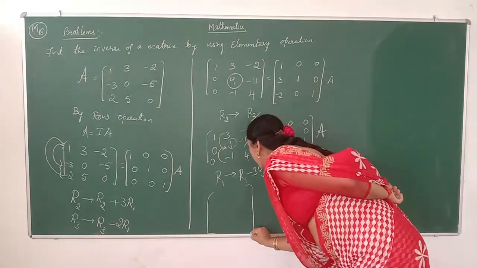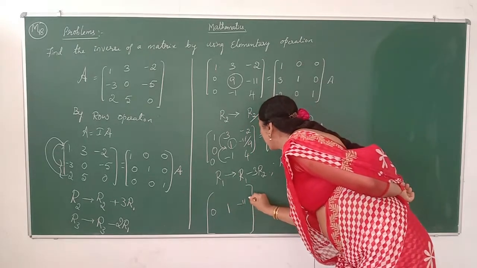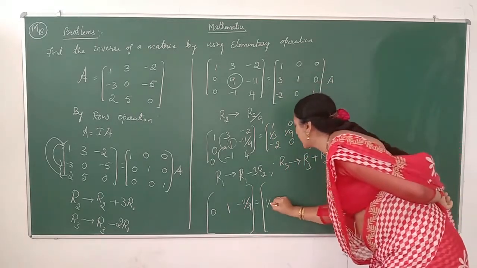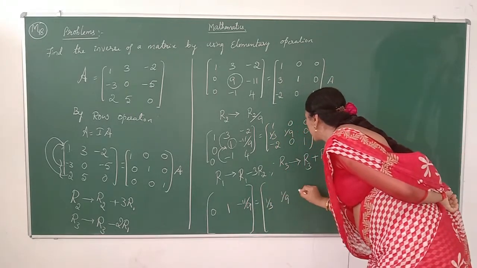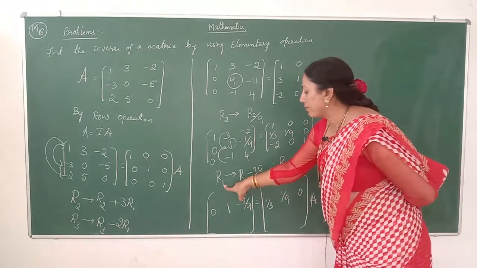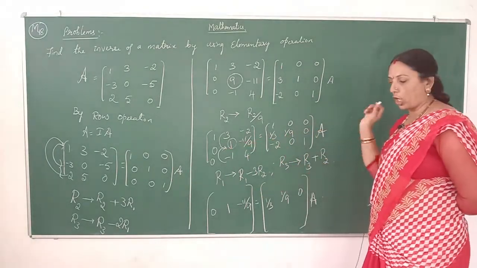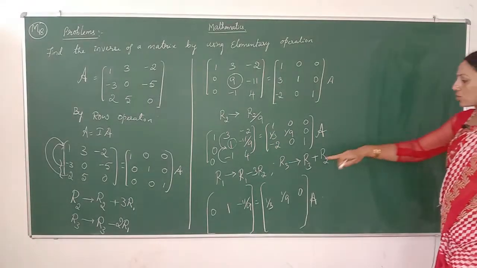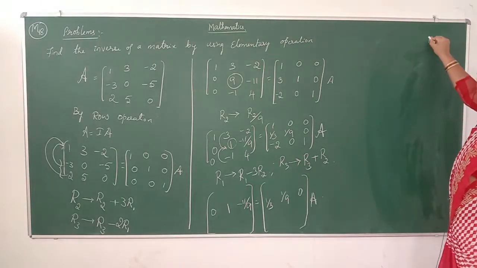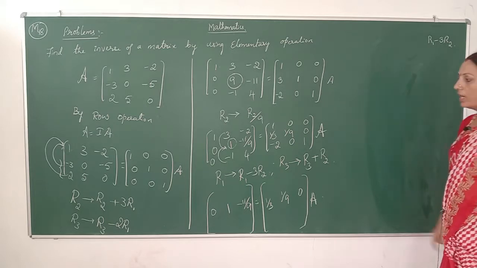Therefore, the second row elements do not change. 0, 1, minus 11 divided by 9. Similarly, in the RHS, 1 by 3, 1 by 9, 0. It will continue in the same form. Now we will operate on the first and third rows. Therefore, the elements of the second row do not alter. Operating on the first row, R1 changes with R1 minus 3 times of R2.